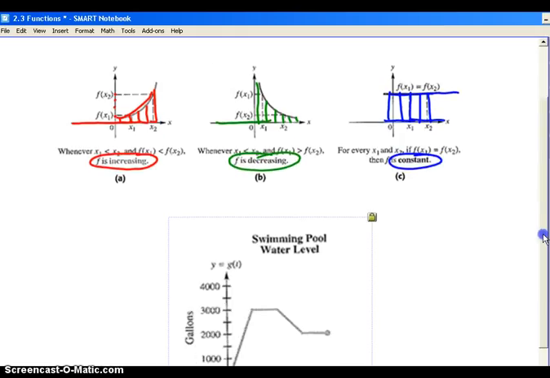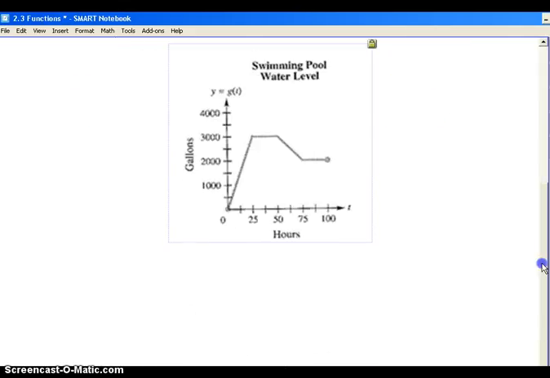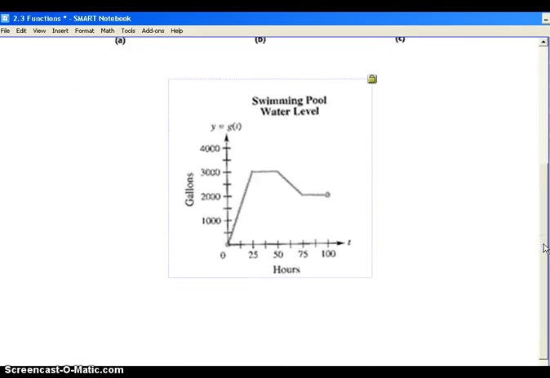When I give you a problem and ask you to analyze it, let's look at it. We've got the water level in a swimming pool. The x-axis is measuring hours, and the y-axis is measuring gallons. To determine if it's increasing or decreasing, I want to know what's happening to the gallons of water as we move along the hours. Does that make sense? Starting at 0 hours all the way to 25 hours, what's happening to the number of gallons? What do you think is happening in real life to the swimming pool? They're filling up the pool.